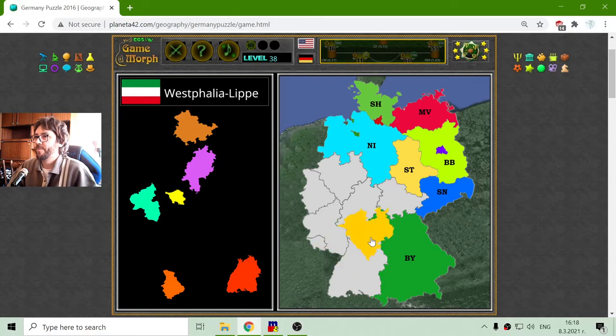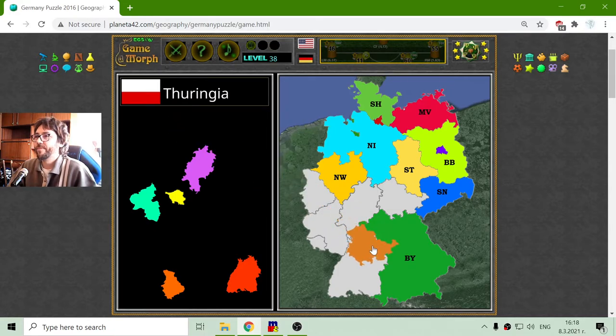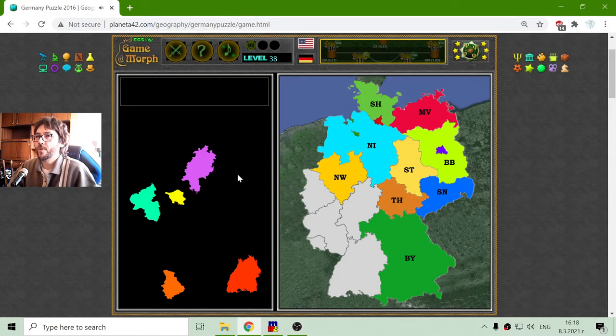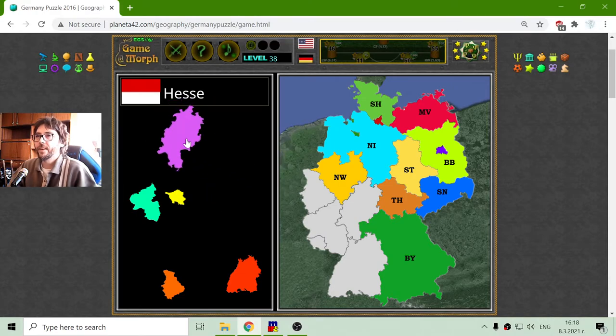Westphalia-Lippe, where are you? There it is, NW. Thuringia, there is Thuringia. TH. Hesse. Hesse has a very strange flag, almost like Poland. HE.